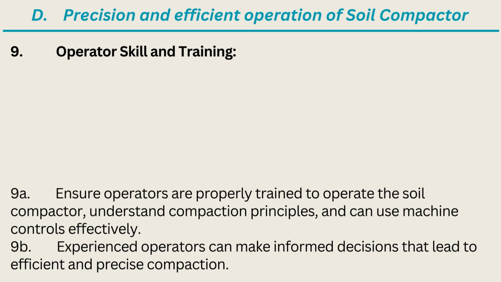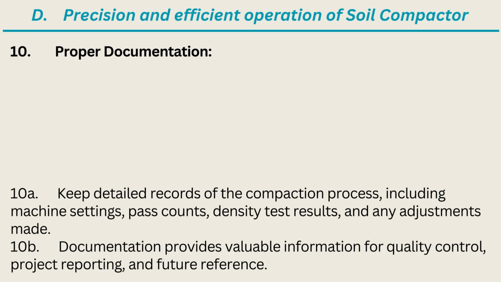9. Operator skill and training. 9A. Ensure operators are properly trained to operate the soil compactor, understand compaction principles, and can use machine controls effectively. 9B. Experienced operators can make informed decisions that lead to efficient and precise compaction. 10. Proper documentation. 10A. Keep detailed records of the compaction process, including machine settings, pass counts, density test results, and any adjustments made. 10B. Documentation provides valuable information for quality control, project reporting, and future reference.